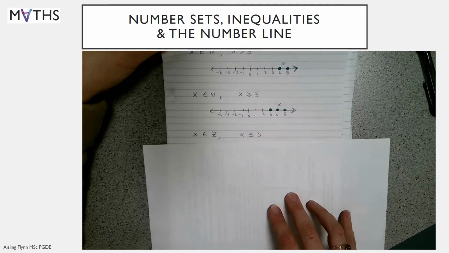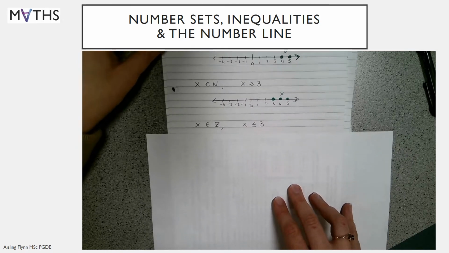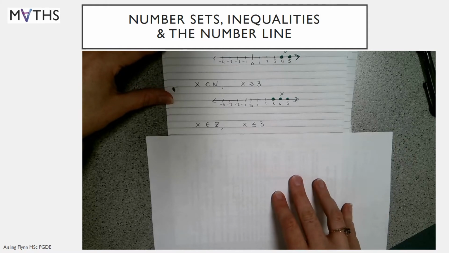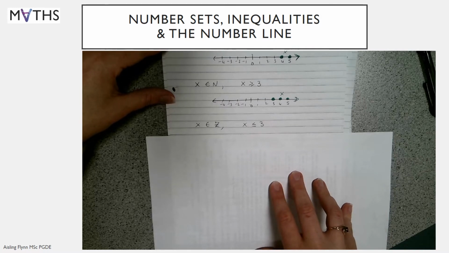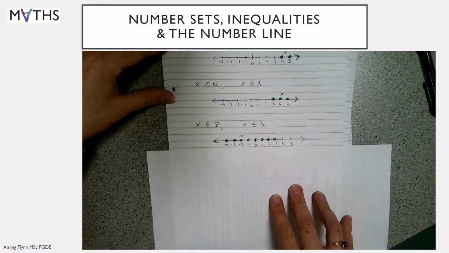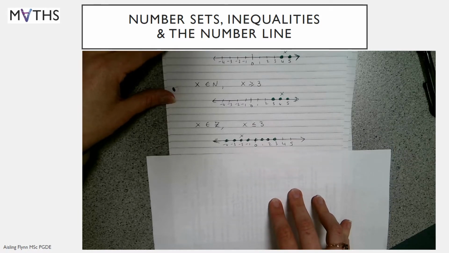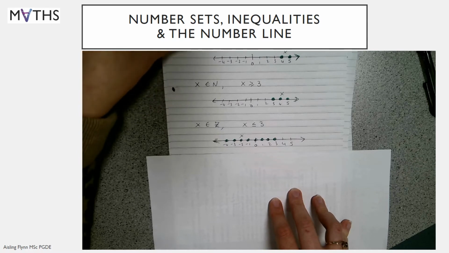What about x is an element of Z, so the integers, and x is less than or equal to 3? First you ask yourself, can we include 3? The answer this time is yes, because it has the or equal to part. And it's less than, so to the left, and integers can be 0 or negative also. So we start at 3 and go to the left. Integers are whole numbers, so discrete dots.